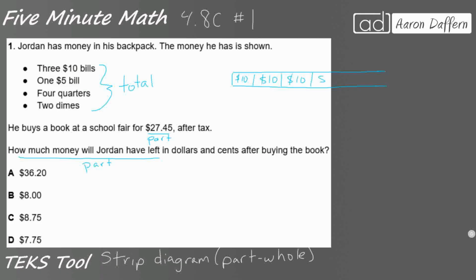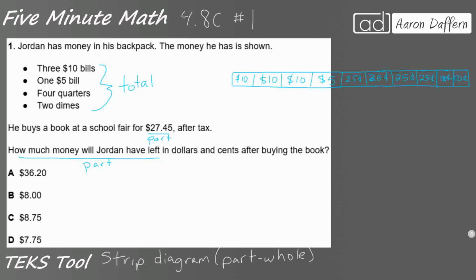I've got a $5 bill, four quarters. All right, so I'm going to write those as 25 cents. You could also write them as 0.25 if you want, or you can just write them as a Q if you want to write the actual coin itself rather than the value. Then I've got two dimes. Those are 10 cents each. So I'll write 10 cents and then 10 cents. All right, so I've got all my money.